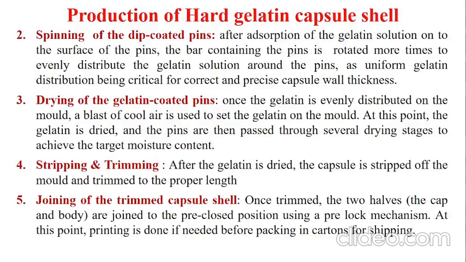The final step is joining of the trimmed capsule shell. Once it is trimmed, the two halves, that is the cap and body, are joined to the pre-closed position using a pre-lock mechanism. At this point, printing can even be done before it is subjected to shipping.